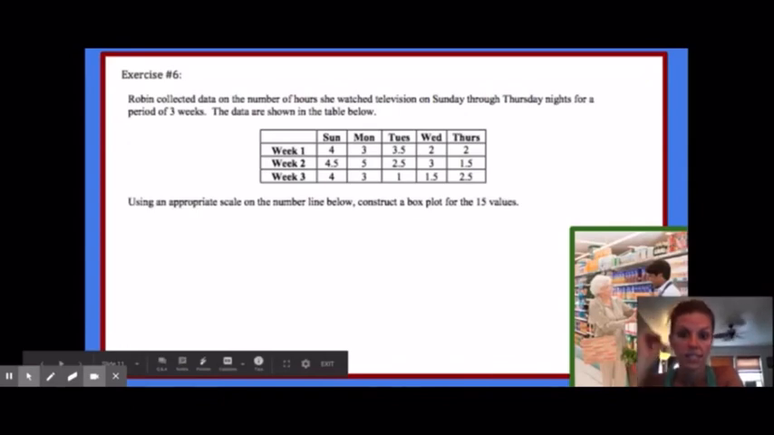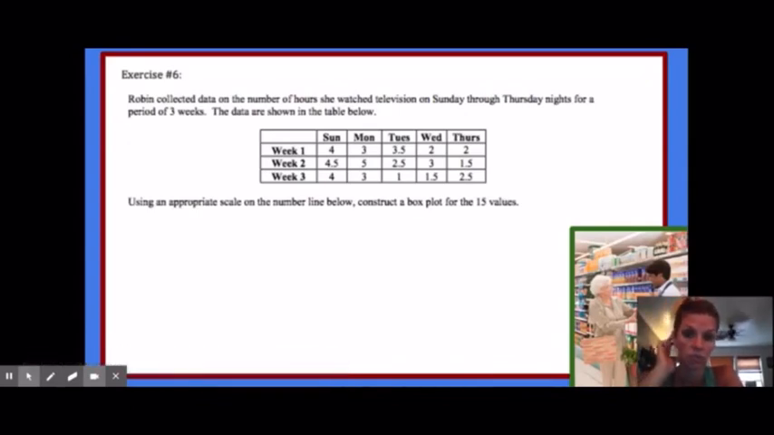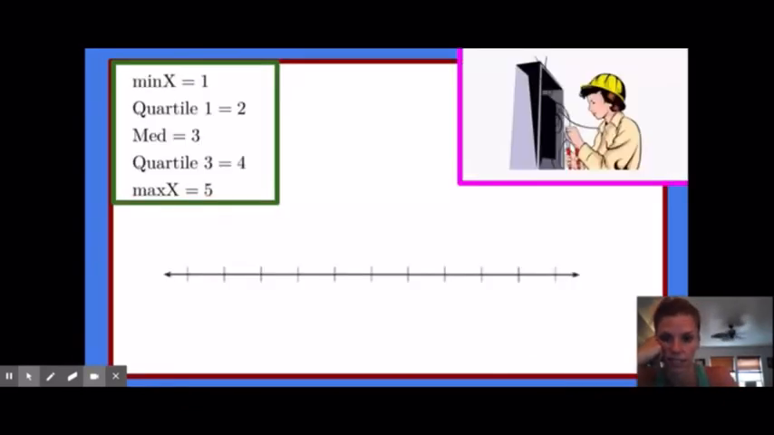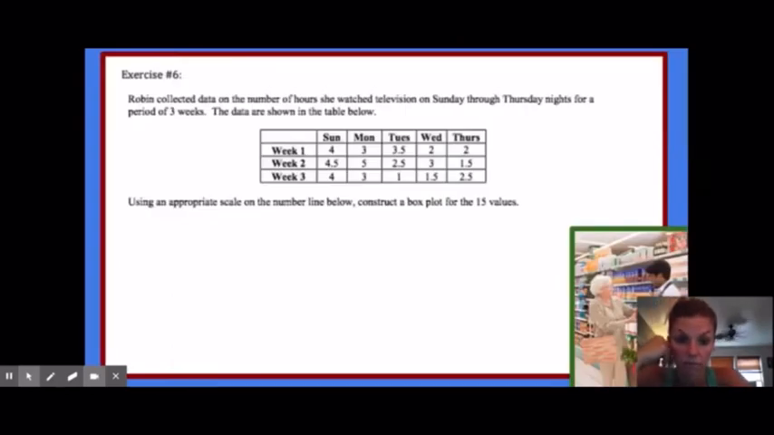Let's look at this. It says Robin collected data on the number of hours she watched television on Sunday through Thursday night for a period of 3 weeks. The data is shown below. Use an appropriate scale on the number line, and I think it's on the next page. Yep, with the answers. Construct a box plot for the 15 values.